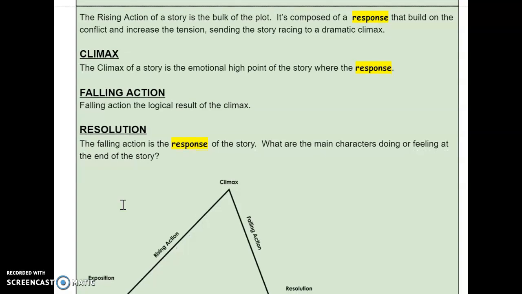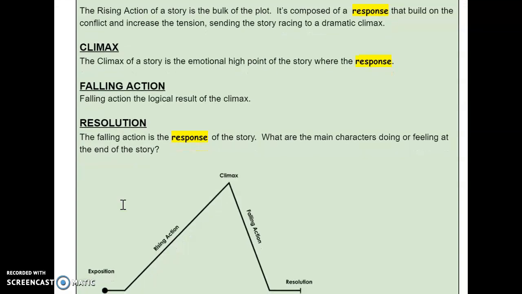After that, you have the falling action, which is the events that happen after the high point, which is the climax. And the resolution is the final outcome of the story. What are the main characters doing or feeling at the end of the story? Basically, the resolution wraps things up, except in the case where the story is part of a trilogy, but it sets you up for the next story in the trilogy.